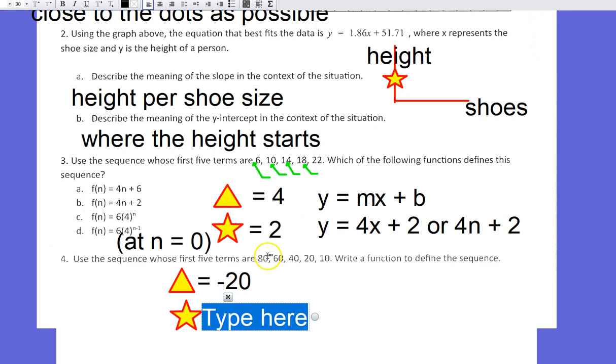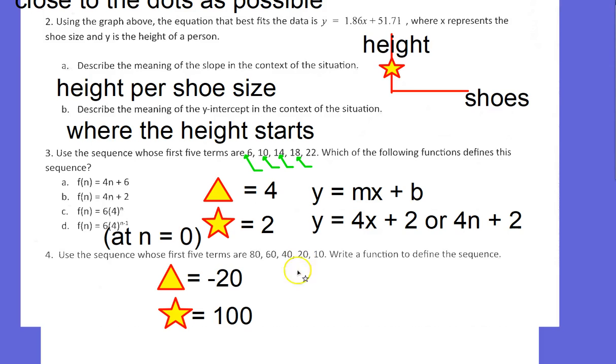So 40, 60, 80, what would be the number in front of 80? You guys can tell me. What would be in front of 80? 40, 60, 80, what's the starting number? The one before 80 is 100. 100, 80, 60, okay, because it goes by 20 each time.